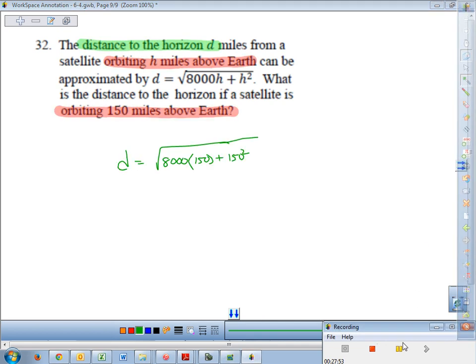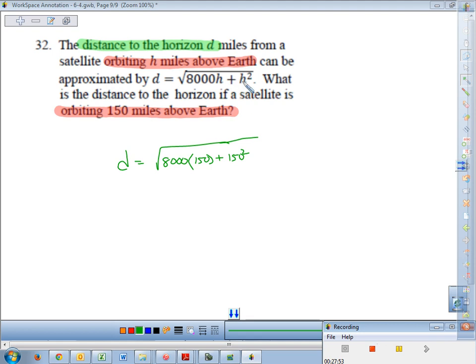You can't get any simpler, especially if you were to grab a highlighter or something. I mean, look at the phrases. D stood for the distance to the horizon. H was about orbiting H miles above Earth. Look at how I totally highlighted the exact same phrase again. Instead, where there was an H, there was a 150. Orbiting 150 miles above Earth, orbiting H miles above Earth, same thing.